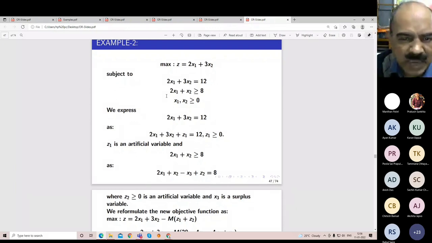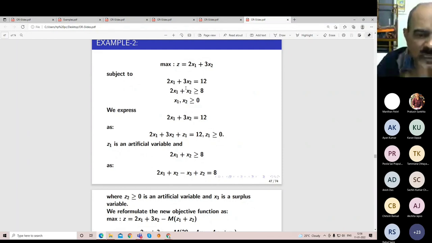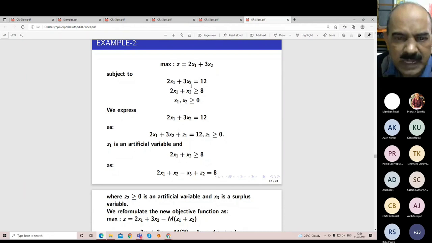Say maximize z equal to 2x1 plus 3x2. This problem you can solve graphically, but we are not going to discuss this present problem graphically. We are going to discuss the simplex method. So directly, the simplex method is not applicable. Why is it not applicable?